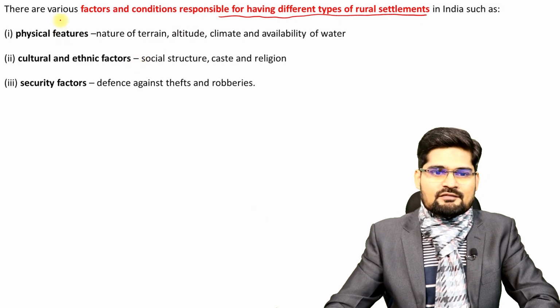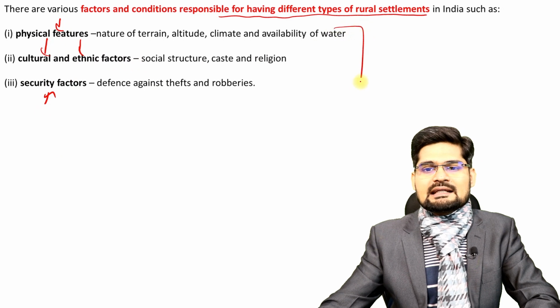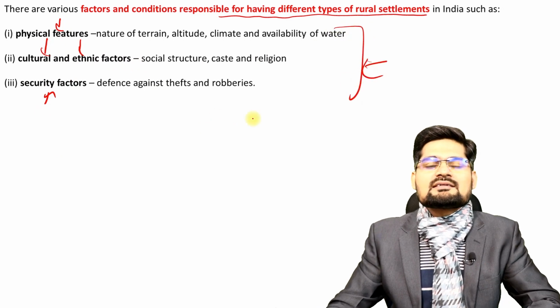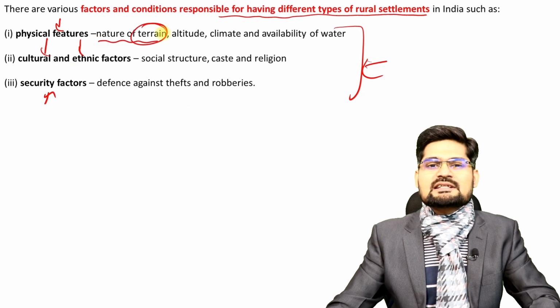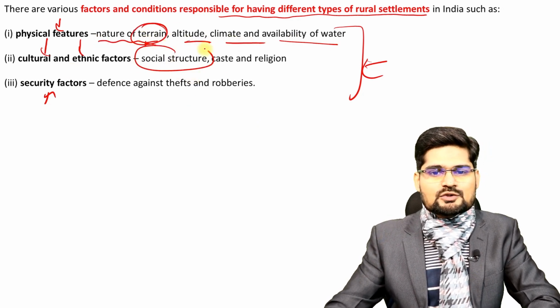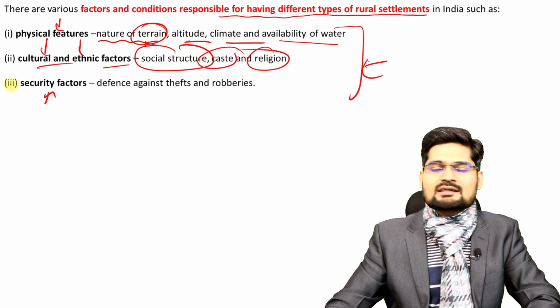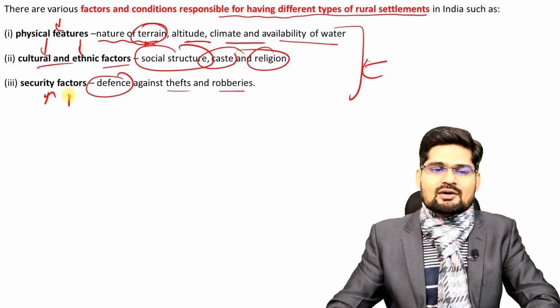For example, physical features, cultural and ethnic features, security factors, and in detail we already talked about all these factors in the previous lecture, if you have seen, the factors for settlements. So you observe physical features like terrain, altitude, climate, availability of water, then you have social structure, caste and religion in ethnic and cultural factors, and then defense against thefts and robberies and attacks, that is security factors.